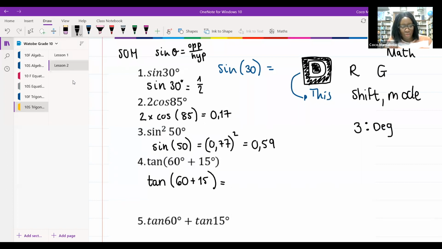It's tan of 75. Good. Tan, it's just tan of 75. And what does it give you? What answer does your calculator give you? It gives me 2 plus the square root of 3. Good. The square root of 3.